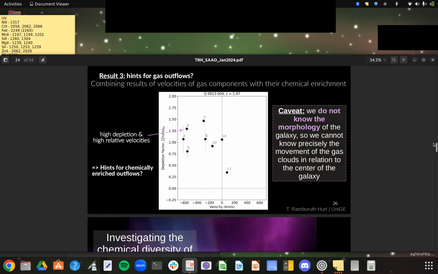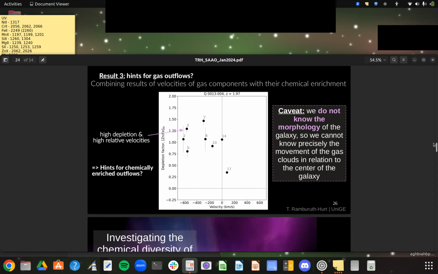And then the third result is possible hints for outflowing gas. For this we combined the velocities, so the kinematics, and their chemical enrichment. On the x-axis is the velocity of the individual components, and on the y-axis is the depletion factor. This is my favorite DLA for this project, because it had so many components. For example, component number 3 has both high depletion and high relative velocities. And we wonder whether this could be hints for an outflow of chemically enriched gas.